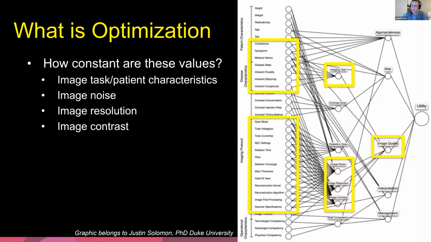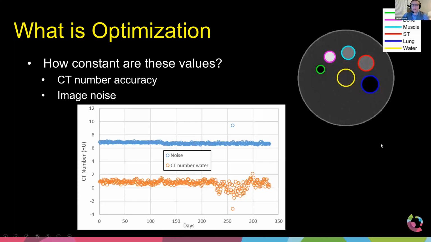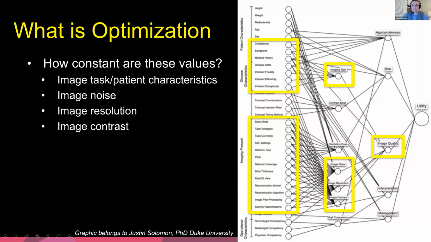And so we did that for the head. So we're going to do that again today for the body. But I wanted to start off by asking this question. This list right here of scan mode, kV, tube voltage, pitch, spatial resolution, noise, all of these things that we talk about optimizing, how constant are they?